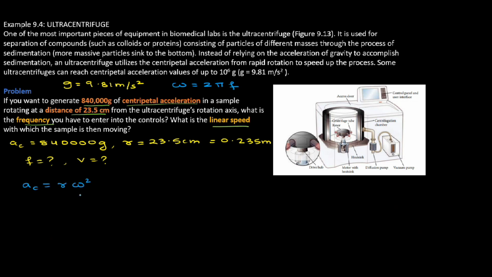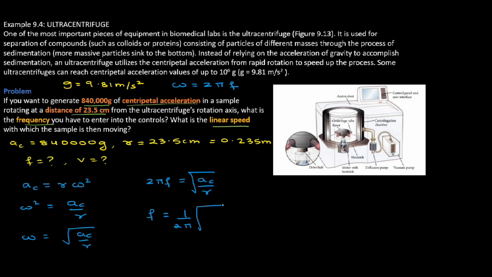Now let's rearrange our terms to write in terms of omega. I get omega squared equals AC over R, or omega equals square root of AC over R when you take the square root on both sides. Then I will substitute my angular velocity omega as 2 pi f. So we write 2 pi f equals square root of AC over R. Then we divide by 2 pi to calculate f. f equals 1 over 2 pi times square root of AC over R. So this is the expression of frequency in terms of centripetal acceleration and the distance from the rotation axis R.